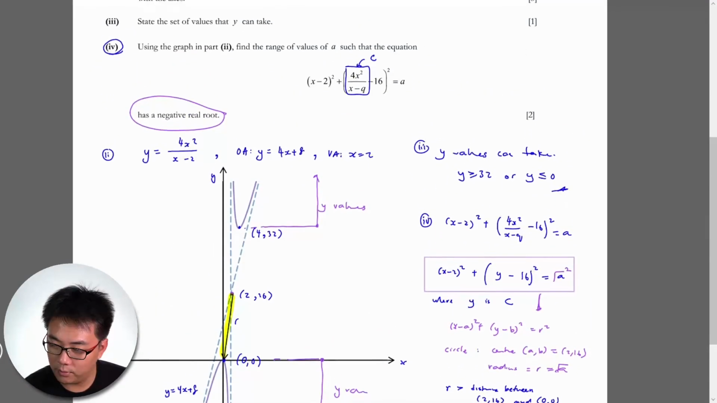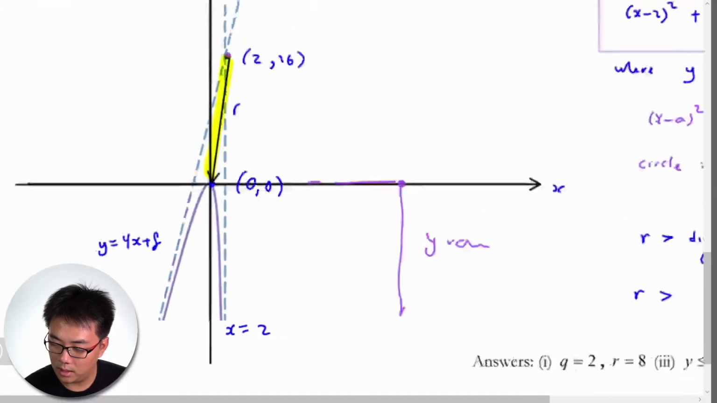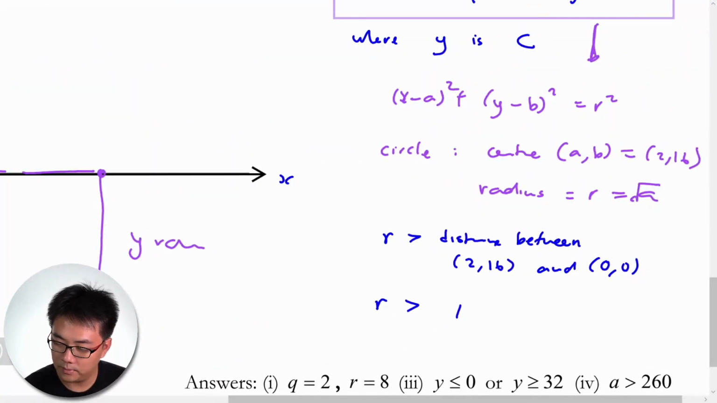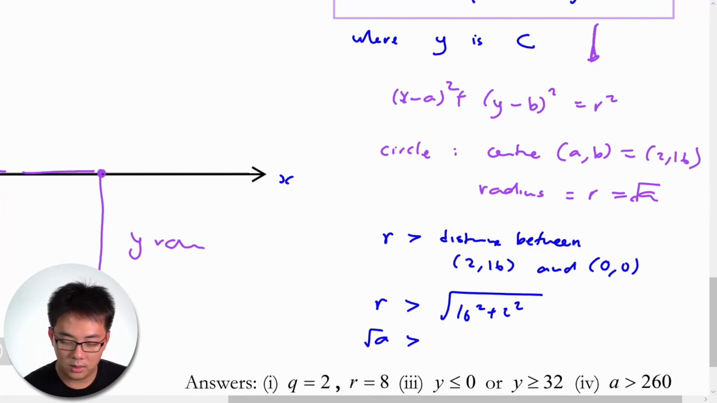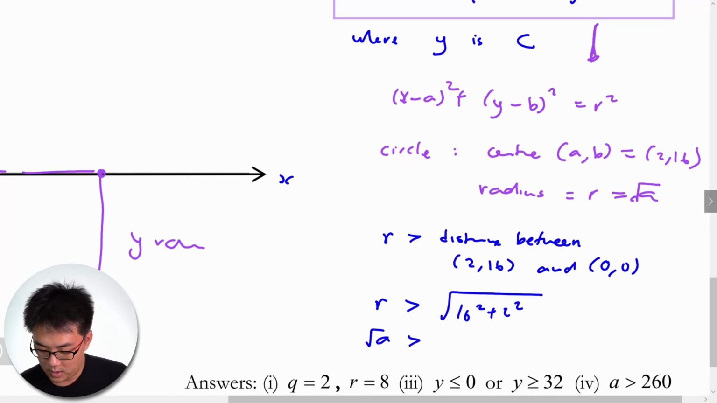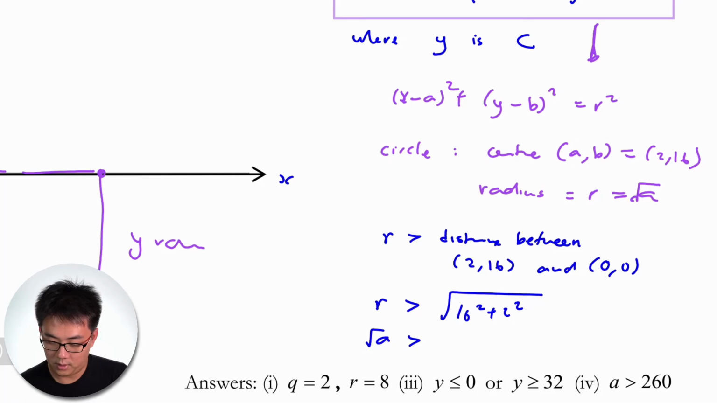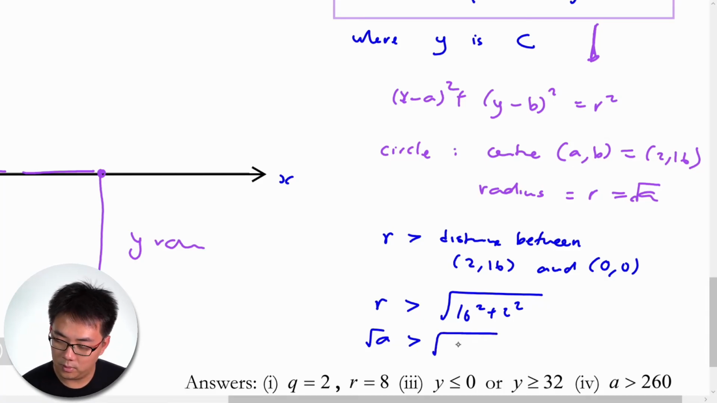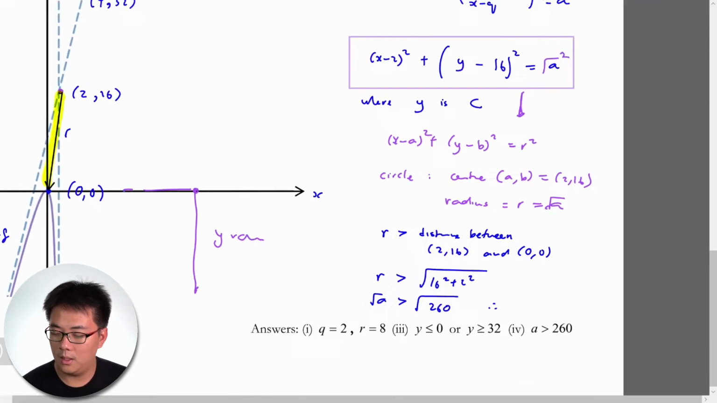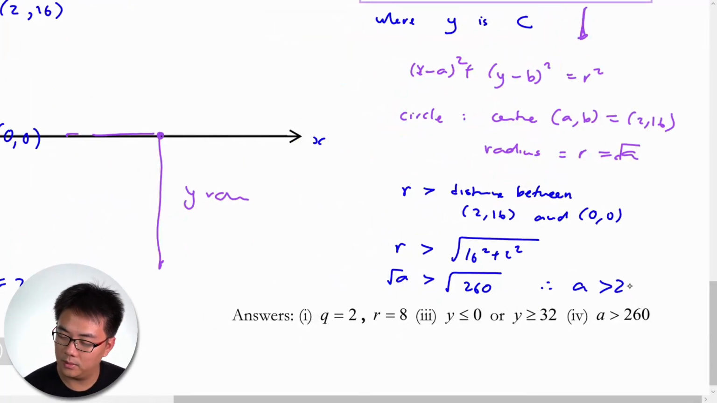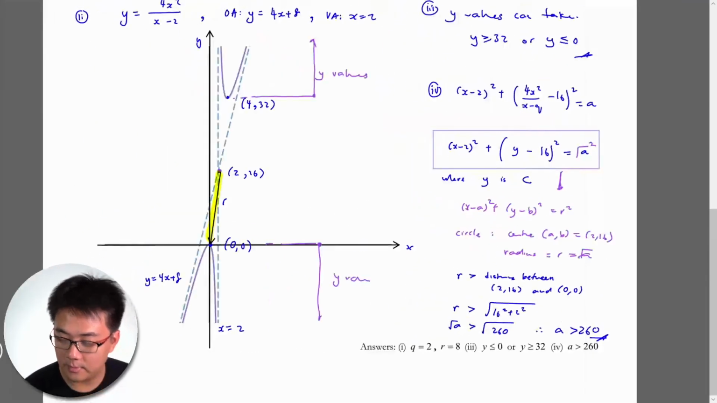you want a negative root, right? So this one will just be root a, which is greater than the square root of 16 squared plus 2 squared. Hence a is bigger than 260. That's about it.